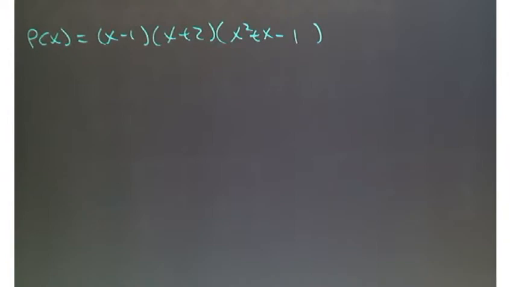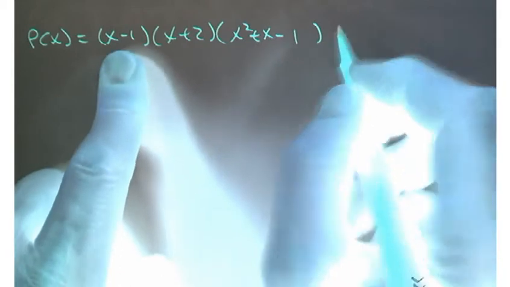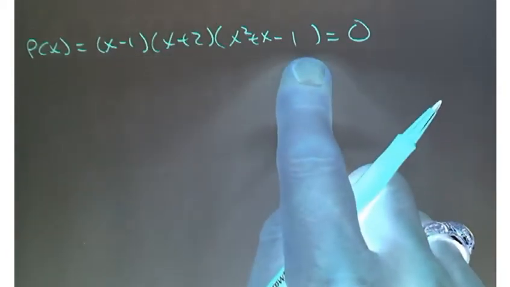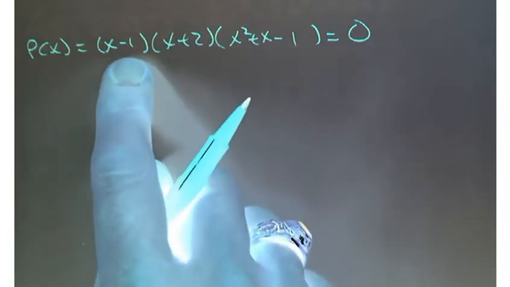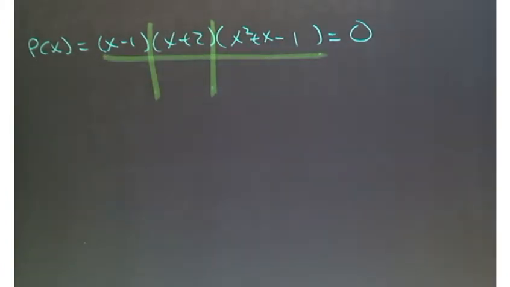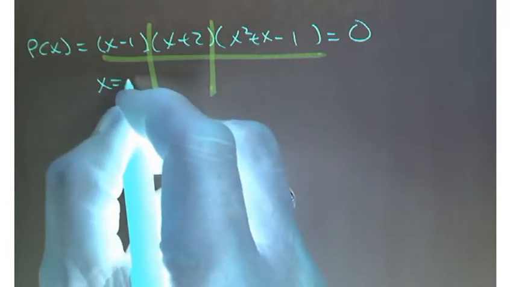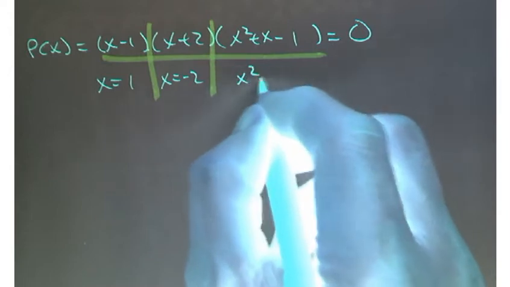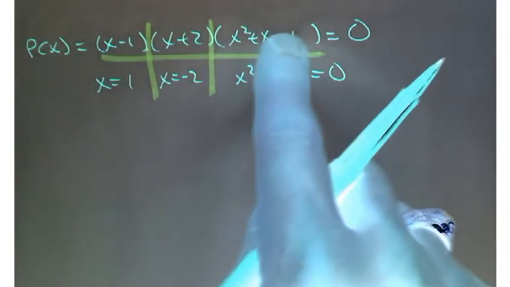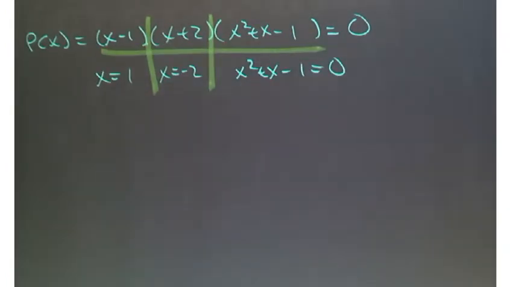So, I want to find the roots of this polynomial, which means finding out where this equals 0. I know where this is 0. That's 0 at x equals 1. And then I know where the other one is 0. That's at x equals negative 2. How do I find where this is 0? So you got something times something times something equals 0. I know where these are 0. Where's that 0? Or how do I find where that's 0?